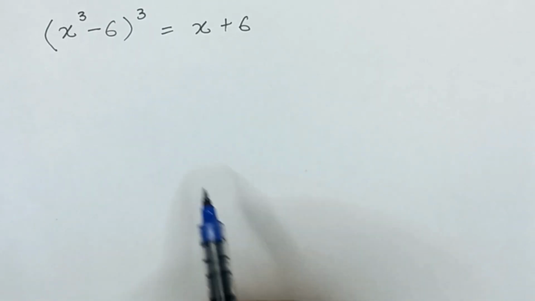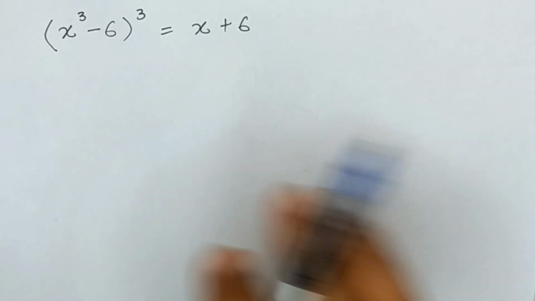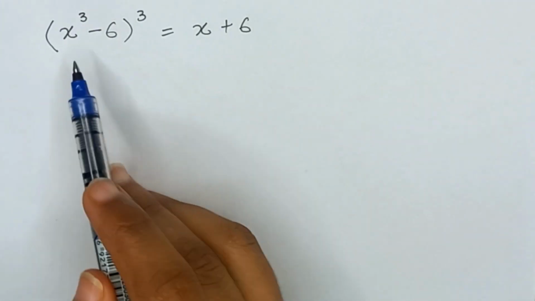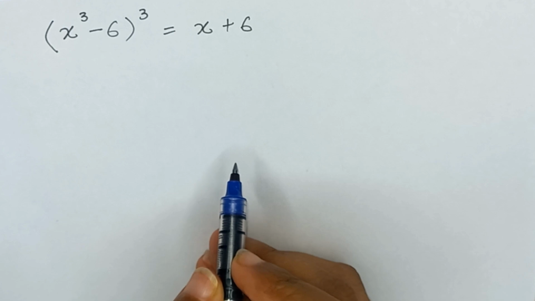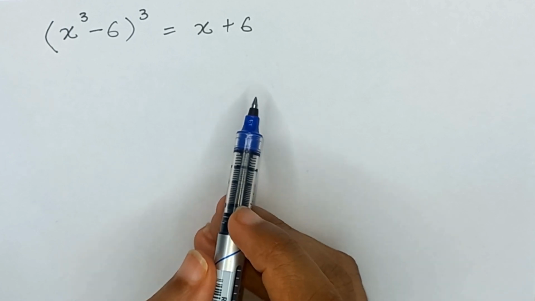Hello friends, today we will deal with a nonic equation. It's a polynomial of degree 9 and its expanded form is this here. So we will not deal with this complicated form.